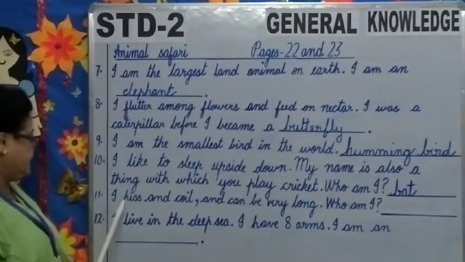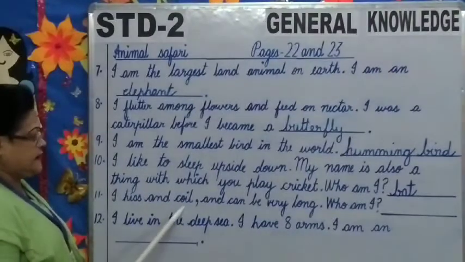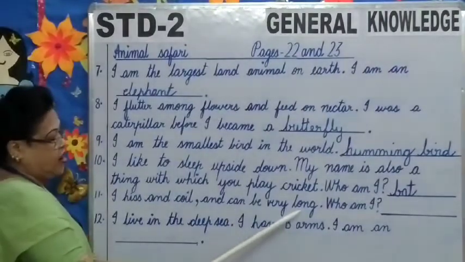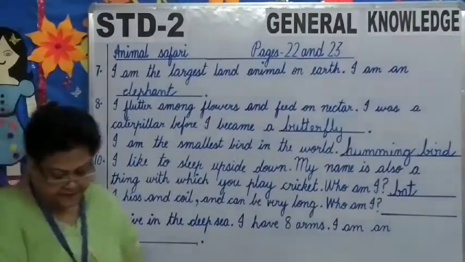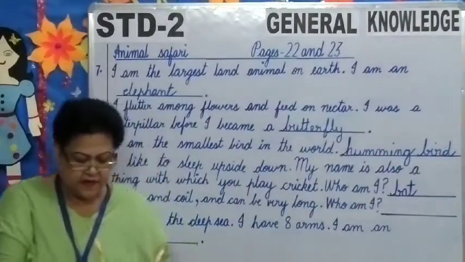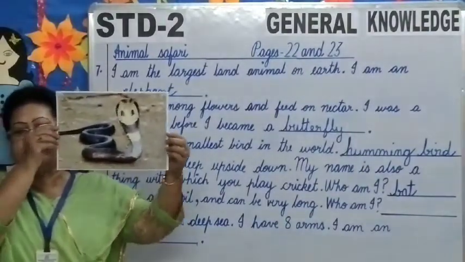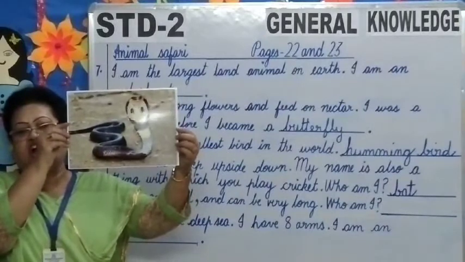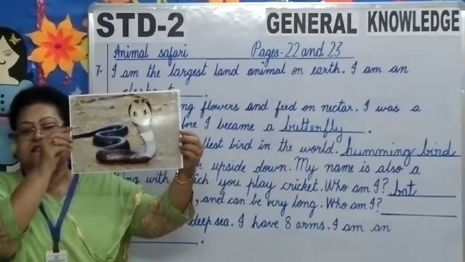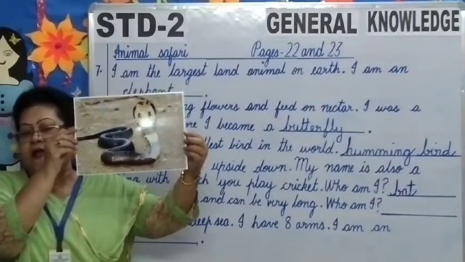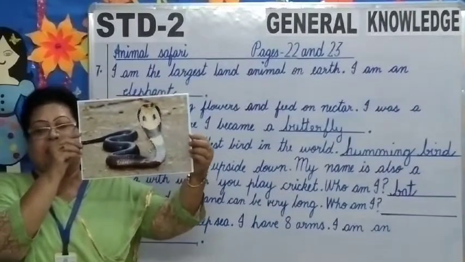Number eleven. I hiss and coil and can be very long. Who am I? Can you all recognize this picture, children? Yes, this is a picture of a snake. A snake can hiss, it can coil, and it can also be very long.